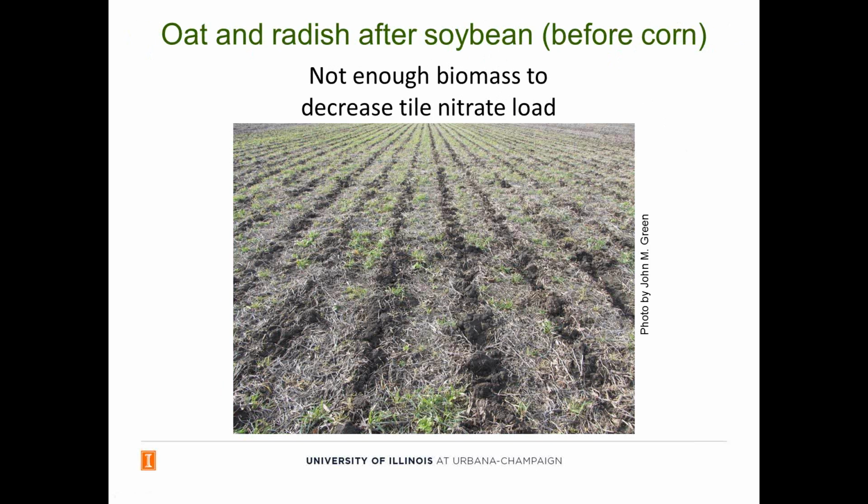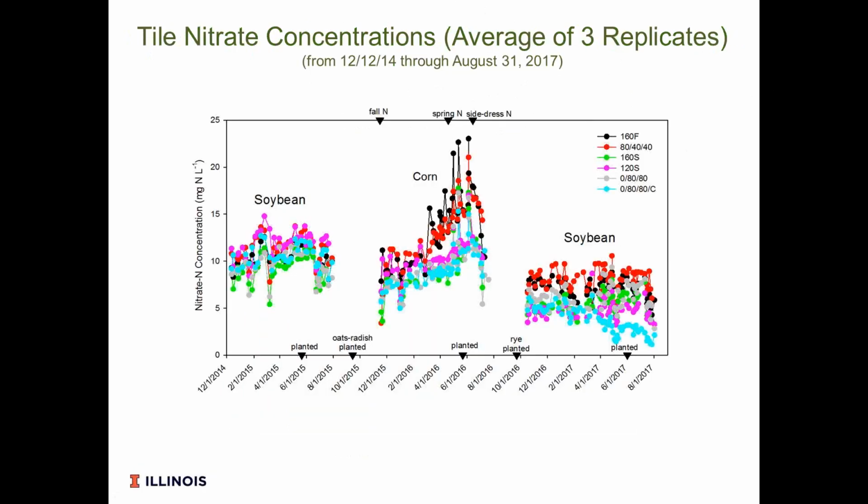We're using strip till at this site, and in fact we apply our fall N in strips, and then we make strips on all the plots. But oat and radish hasn't been getting us enough biomass, not accumulating enough N to impact the tile. So we're thinking of switching to something that grows more in the fall. We're thinking about annual ryegrass instead. We're not going to try oat and radish anymore at that site.